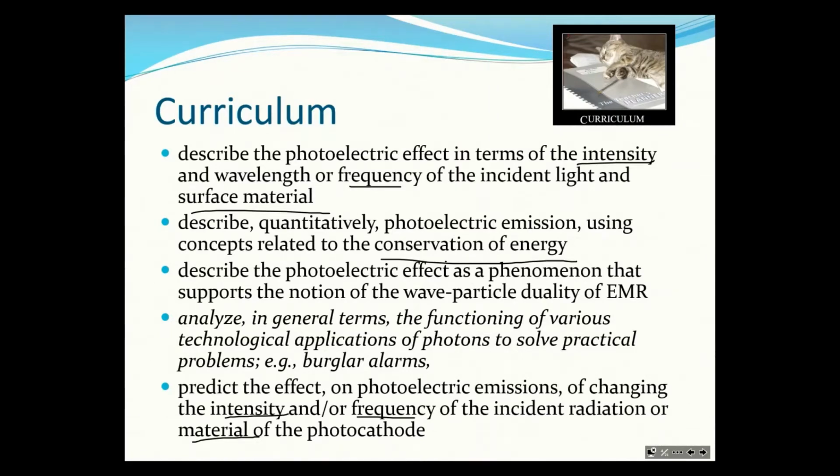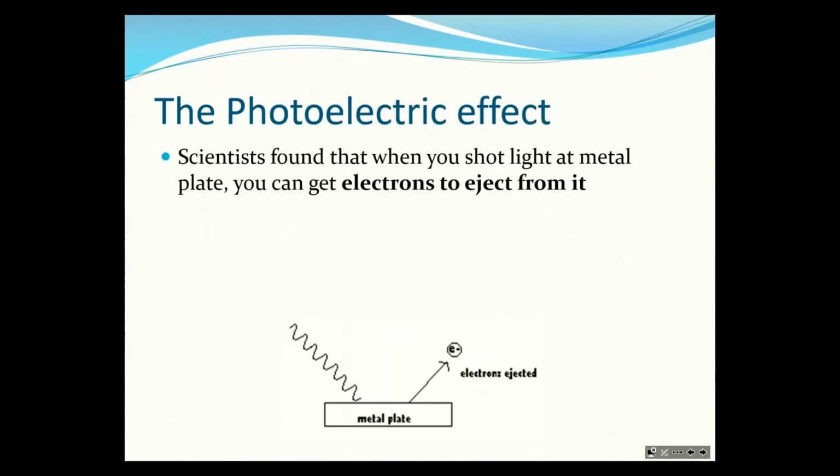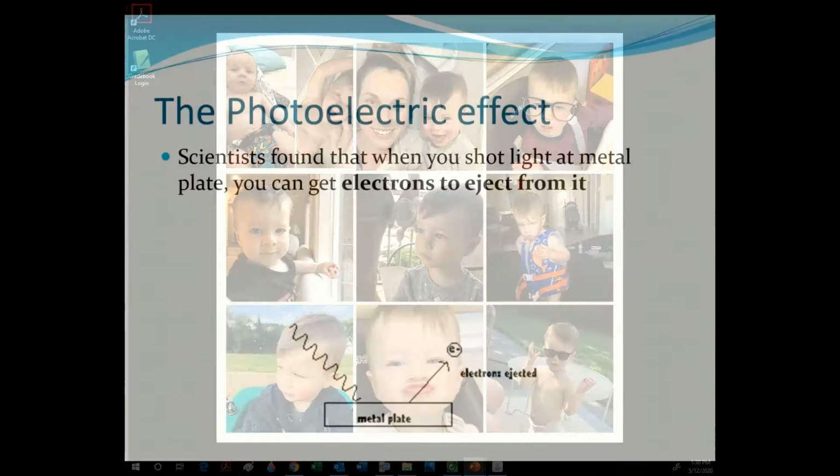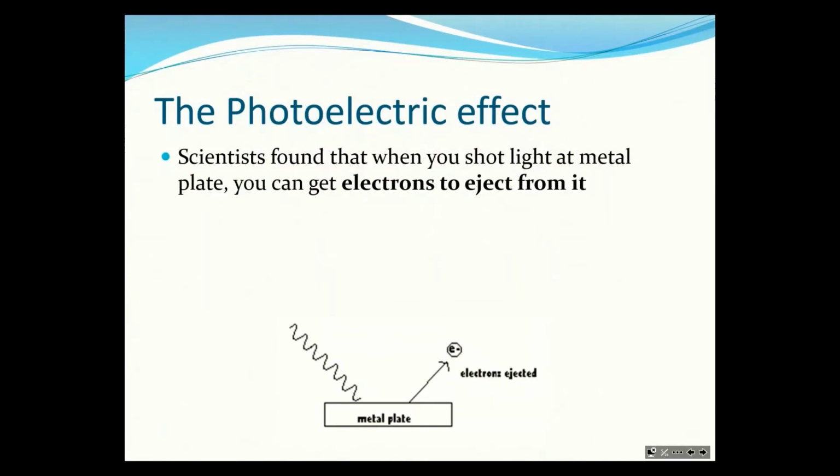Okay, so let me explain what the photoelectric effect is. It's really easy to explain what it is. It's just harder to explain why it happens. So scientists found that when you shot light at a metal plate, you get electrons to eject from it. So you shoot light, electrons fly off. Cool. Now that that happens, let's explain why that happens.